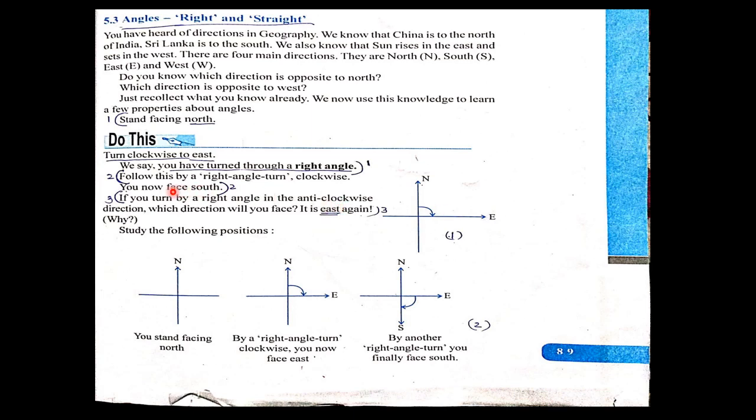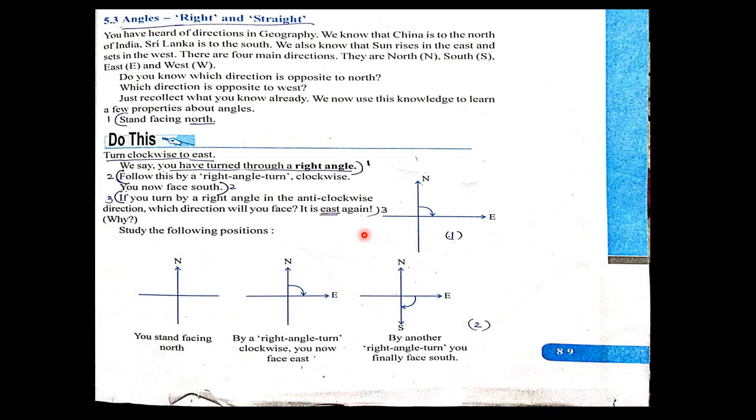Now, secondly, what you have to do? In this way, you move by a right angle turn, clockwise. Then which direction you reach? South. So from east, when you turn again a right angle in the clockwise direction, you reach at this point. It is opposite direction to north, it is south. So when you turn from east in a clockwise direction, a right angle, you reach south.